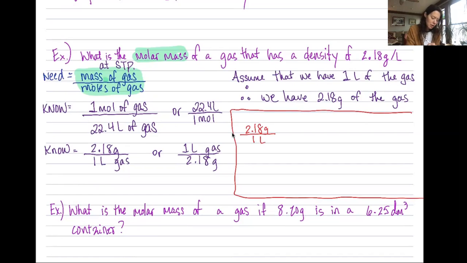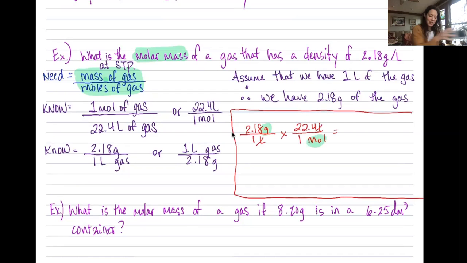Well, let's look at this, guys. Can't we multiply that by our molar volume? And see that there's 22.4 liters in every 1 mole. And see that my liters will cancel, and I'm left with grams per mole.